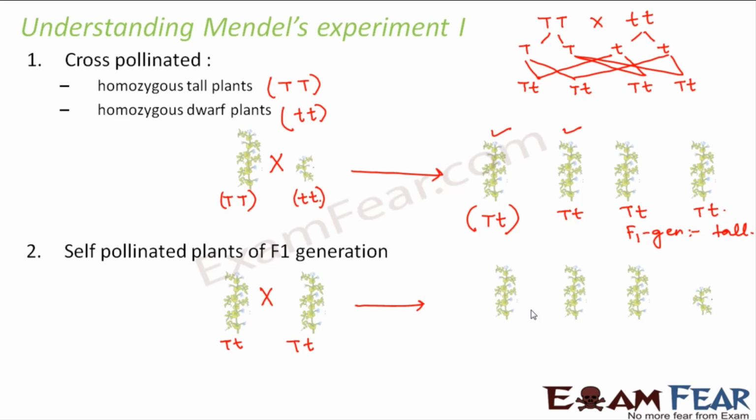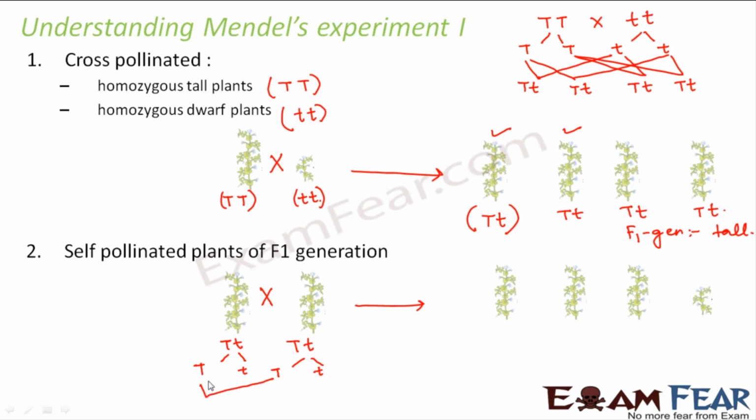At that time he was first surprised at how the dwarf trait came back again. So now we know where the dwarf trait came from, because the dwarf trait was also present inside each of these plants of the F1 generation. So now when these two are crossed, what happened? Now it has alleles capital T small t. This also has alleles capital T small t.